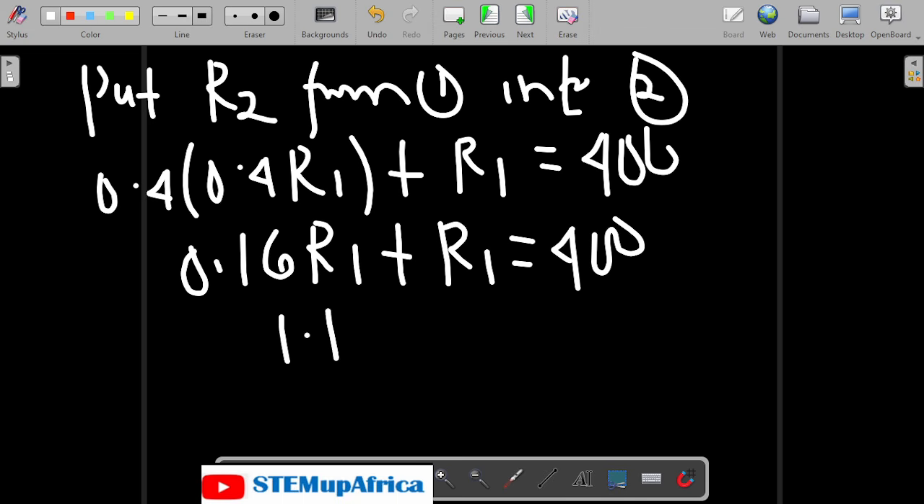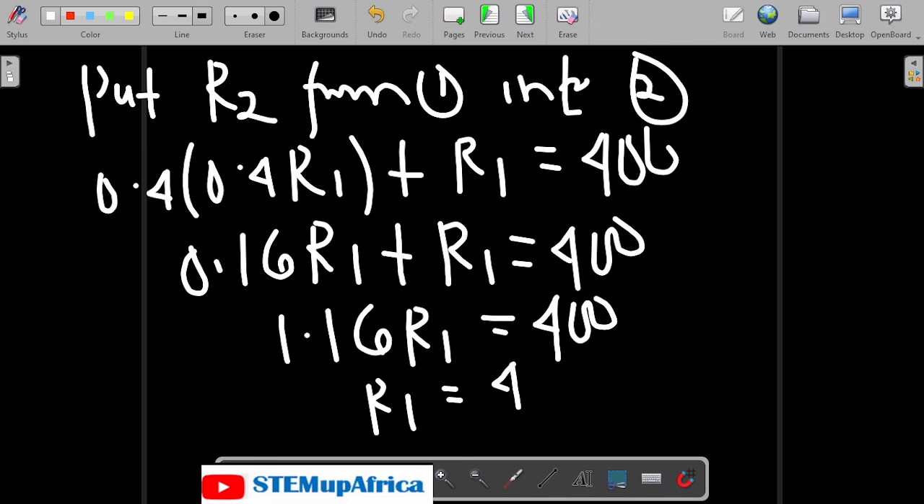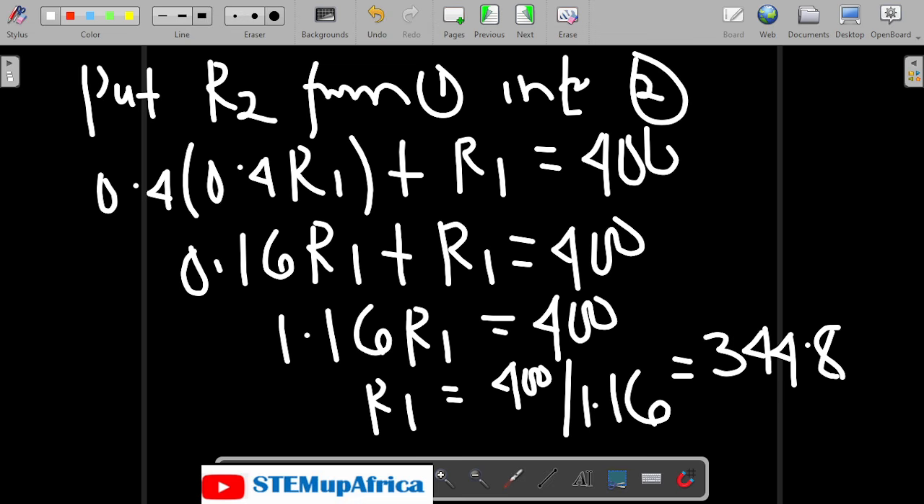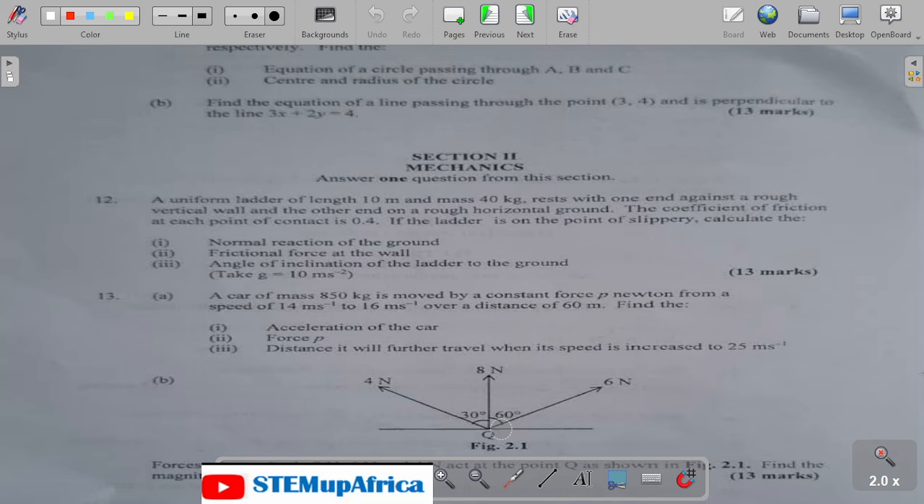That will give us 1.16 R1 equals 400. So my R1 is simply 400 divided by 1.16. What are we having? 400 divided by 1.16 is 344.8 Newton. So that's Roman figure 1. Let's go to Roman figure 2.